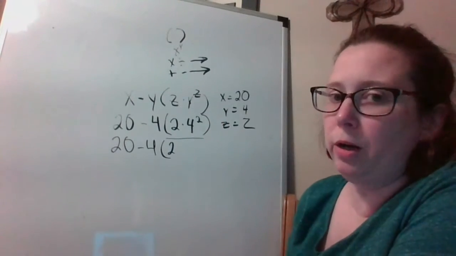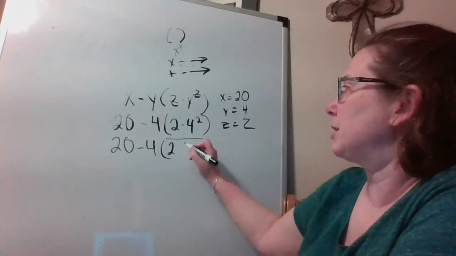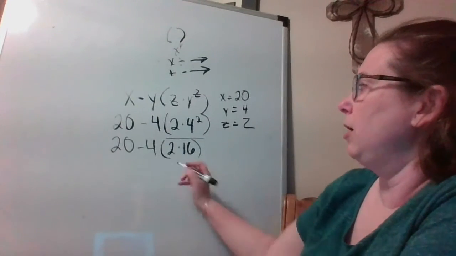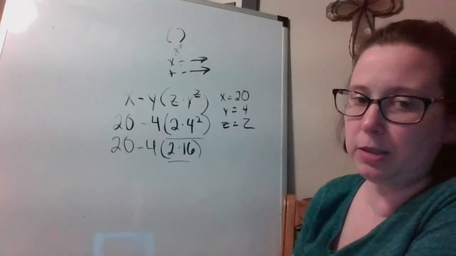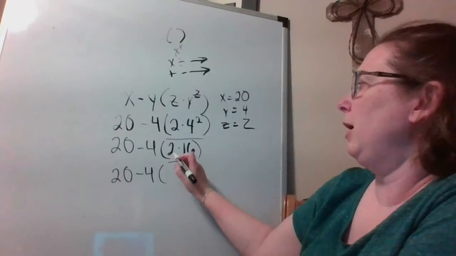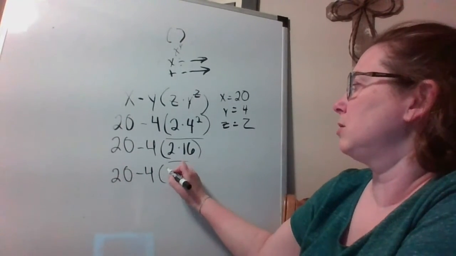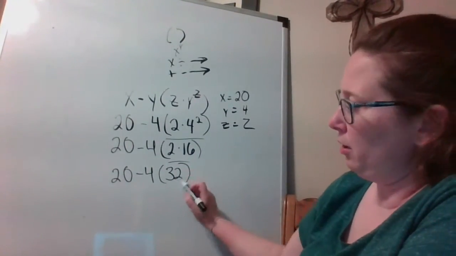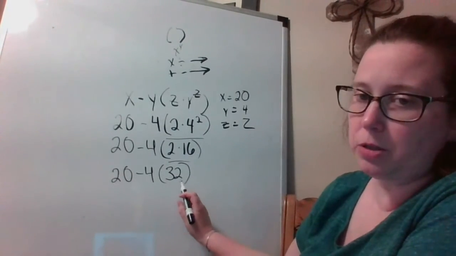4 squared would mean 4 times 4, which is 16. So carry everything else down. I still have these parentheses that I need to solve something in. So I'm going to do that. And 2 times 16 is 32. Now within my parentheses, I don't have anything else to solve.